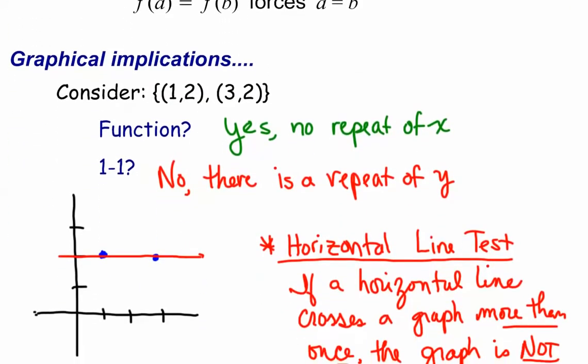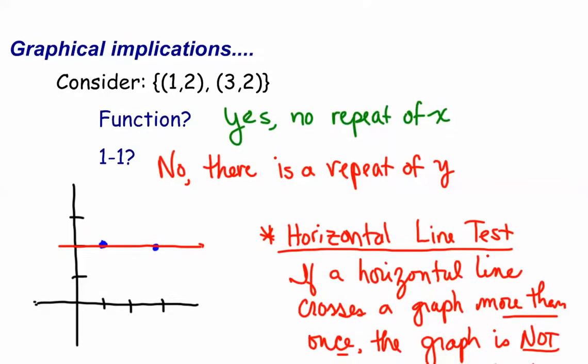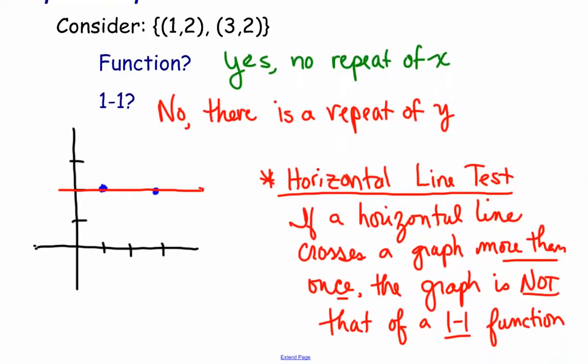Let's first take a look at the graphical implications. If I have a set of ordered pairs here, a relation, (1, 2) and (3, 2), is that a function? Yes, because I'm not repeating my x's. That's the only real requirement to make a relation a function, no repeat of my x's. Is it a one-to-one function? Well, no, because I repeated the y values.